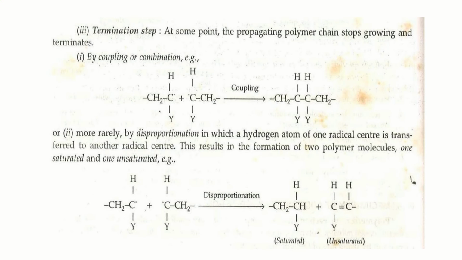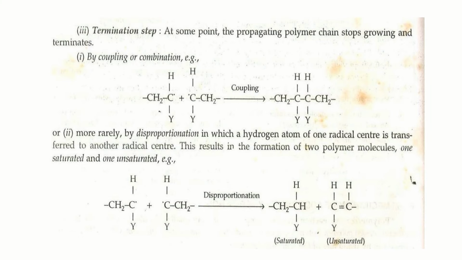The third step is called the chain termination step. In this chain termination step, two polymer chains, each containing a free radical in the last monomer, combine to form a long chain. This is one type of combination in the termination step.